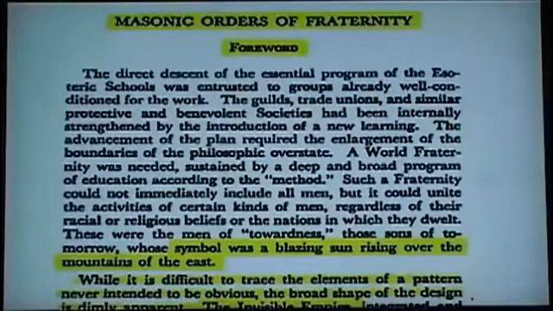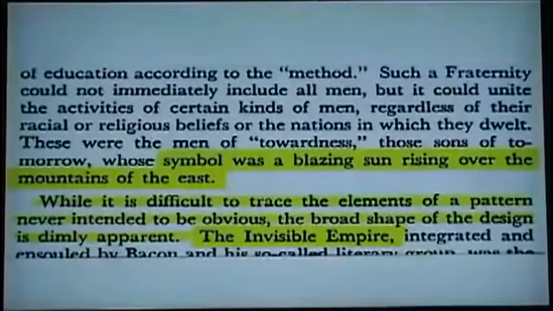Such a fraternity could not immediately include all men, but it could unite the activities of certain kinds of men, regardless of their racial and religious beliefs or the nations in which they dwelt. He goes on to say, these were the men of towardness, those sons of tomorrow, whose symbol was a blazing sun rising over the mountains of the east. That's a very important point. While it is difficult to trace the elements of a pattern never intended to be obvious, the broad shape of the design is dimly apparent: an invisible empire in the Empire State, New York.